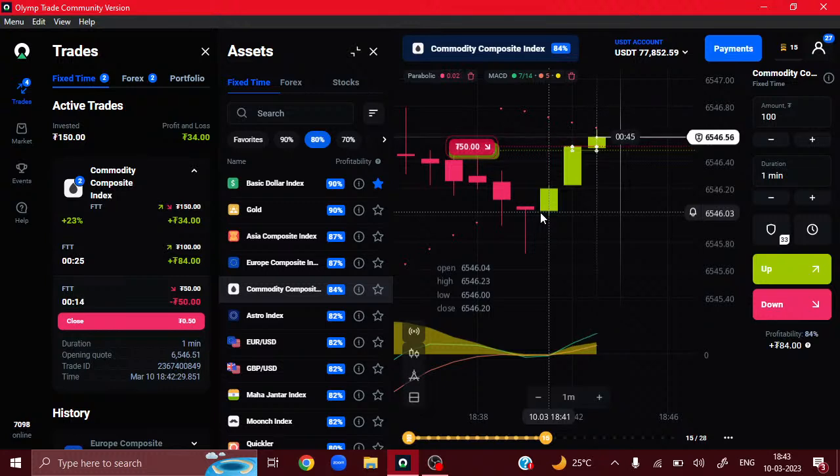Bhim ji, you have to make the trade when the parabolic dot is shifting. When the parabolic dot is shifting its position, then you have to trade.